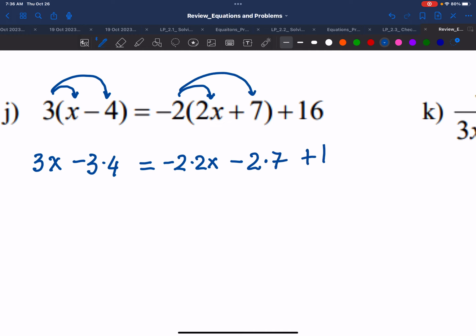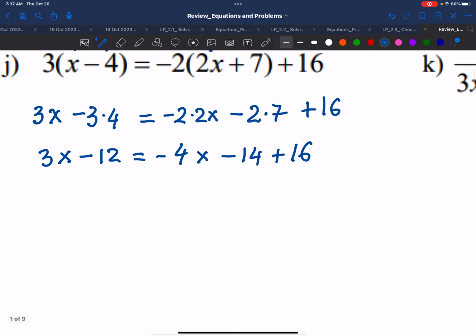And then plus 16 at the end. Now remember, 16 is outside the brackets. It has nothing to do with the negative 2. So try to separate this idea, right? So these are terms, and this is the multiplication. Now, that would give us 3x minus 12 equals negative 4x minus 14 plus 16.